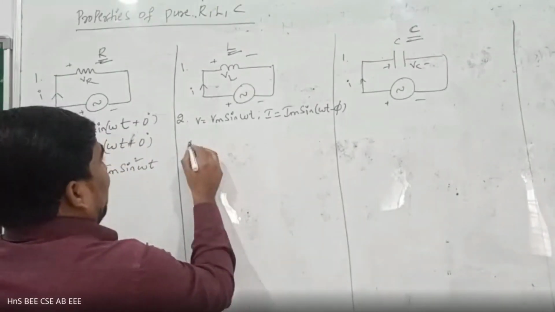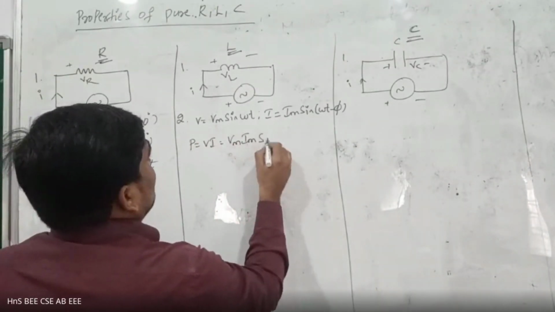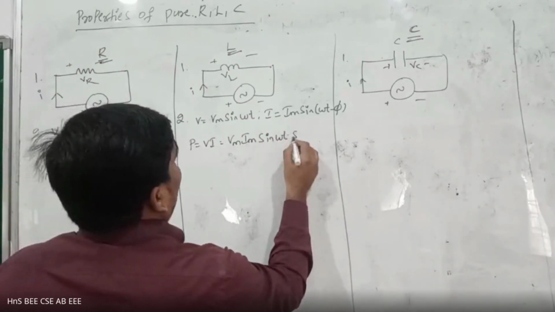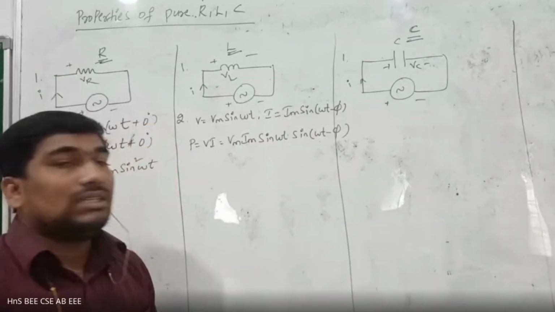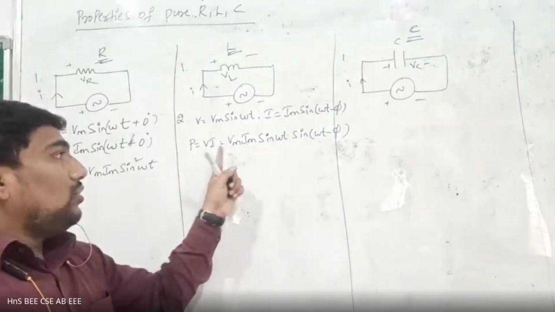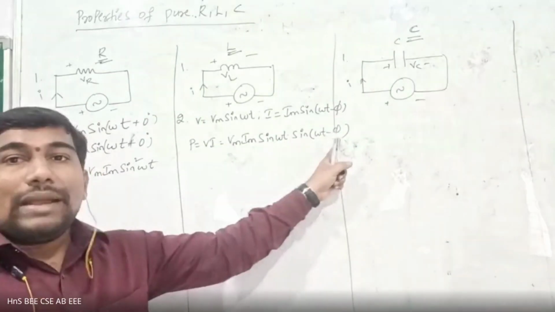Now coming to power. Power equal to V into I. That is Vm Im sine omega t into sine omega t minus pi by 2. This is the power equation.